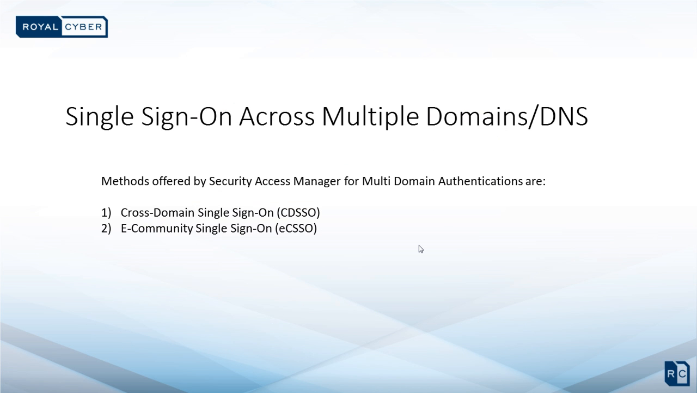Let's come to the actual topic of this webinar, that is single sign-on on multiple or multi-domain. Security Access Manager for web is basically a security resource management product that supports cross-domain single sign-on and e-community single sign-on. There are two methods to configure single sign-on across different domains or different DNS names. Both of these single sign-on solutions employ authentication tokens that describe the user identity to the destination server. The construction of these tokens by the initial server is called token creation. The decoding and use of those tokens by the destination server is called token consumption.